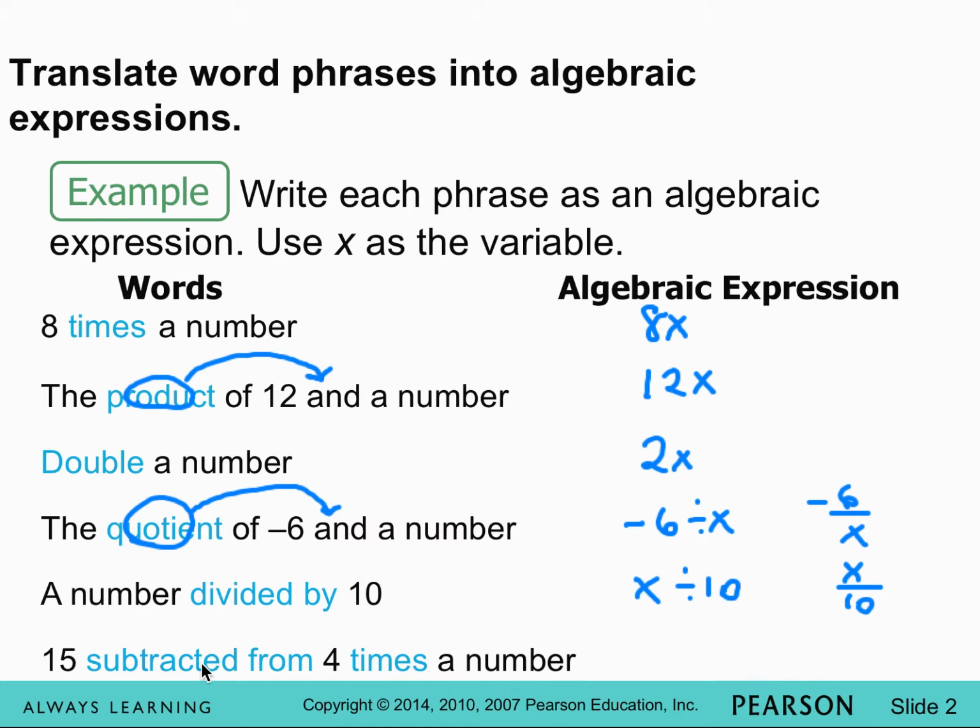Okay, 15 subtracted from 4 times a number. So here's 4 times a number, and I want to subtract 15 from 4 times a number. Okay, so what's the difference? How would I know that this isn't 15 subtracted from 4 and then times a number? If it was like this, I'd need a comma right there.